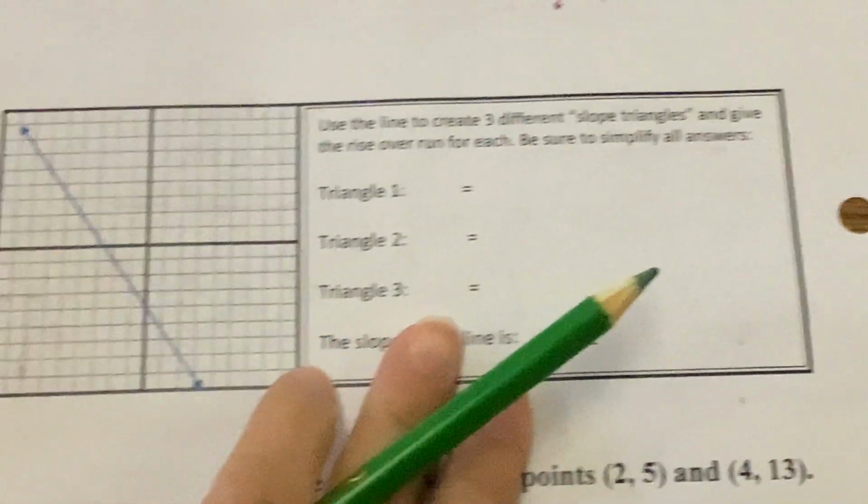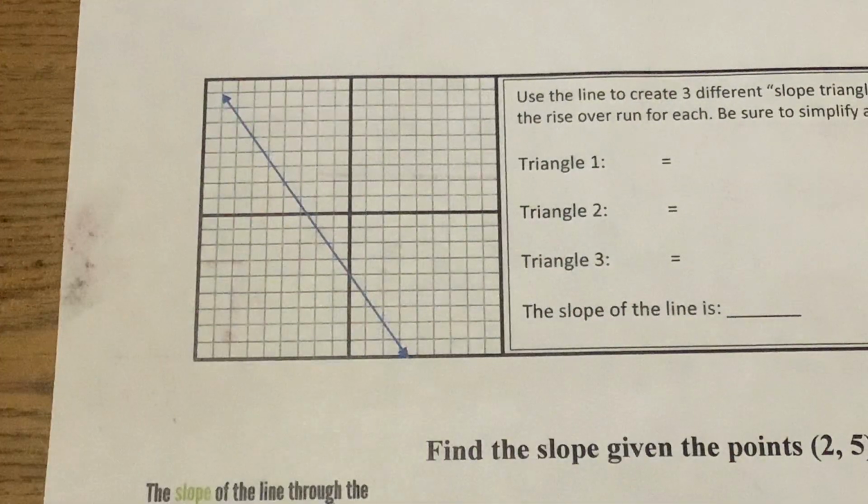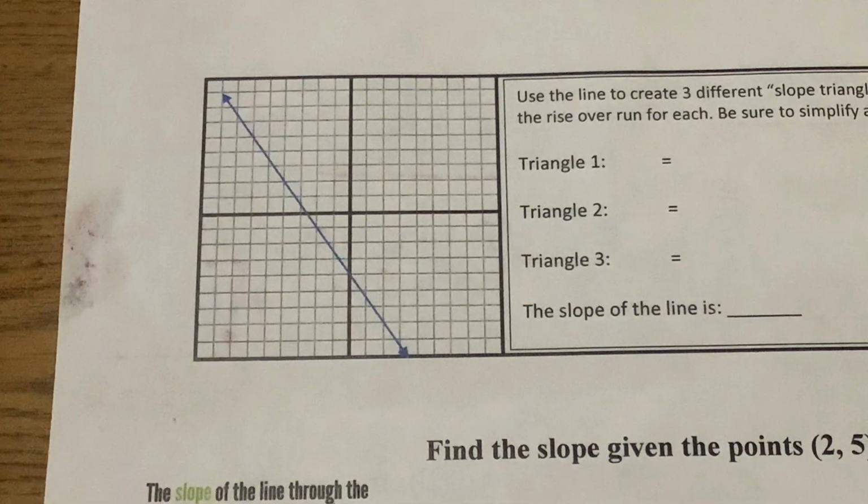Notice that on this line, there aren't any ordered pairs that are already labeled. We're going to label them ourselves. You're looking for whole number values that are going exactly through the grid on that line. We're just going to start with the ordered pair -8, 8.